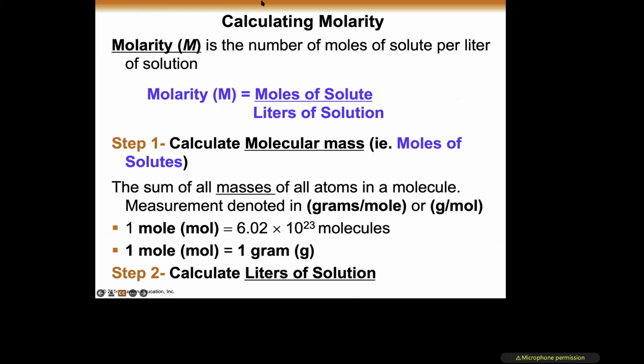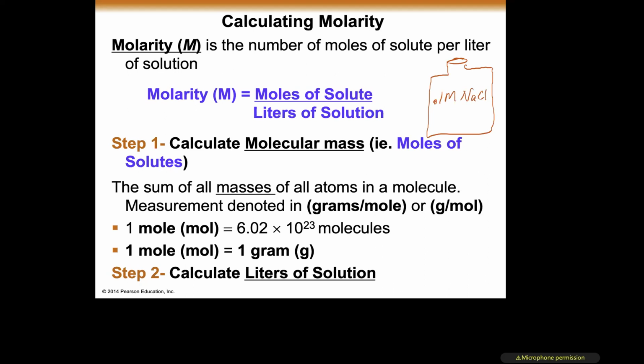When you're in lab, I want to basically give you value to what it is I'm about to say. I'm going to put a bunch of solutions out, and on those solutions, you're going to see labels on the bottle. For example, you might have a bottle that says a 0.1 molar solution of sodium chloride.